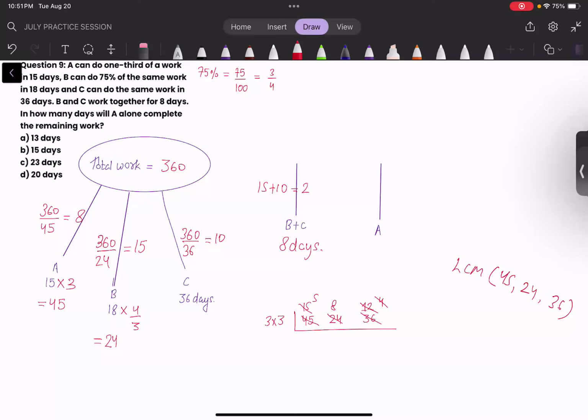Don't ask if it is right. It's very simple. You should say it is right. So 25. How much work will be done by B and C in 8 days? 25 into 8, so 200. How much work is remaining now? 200 done. How much is remaining?